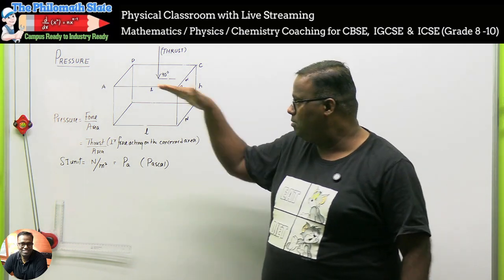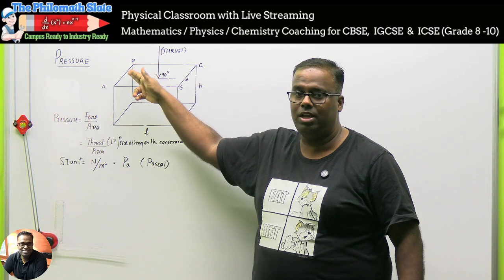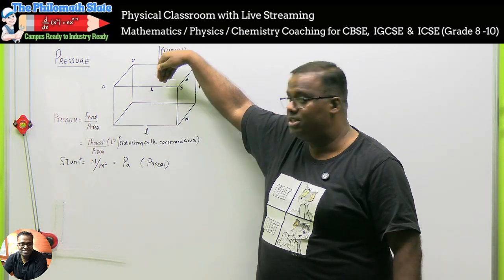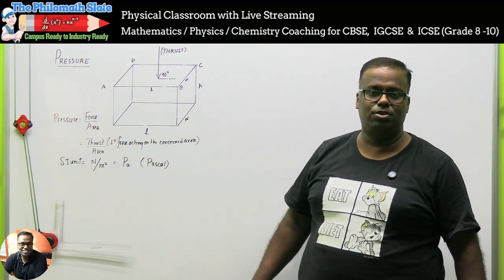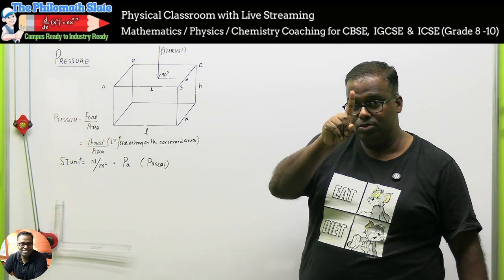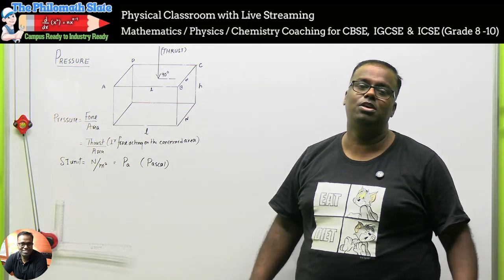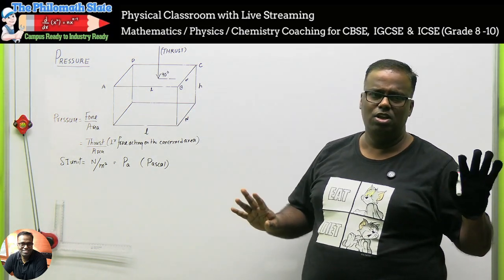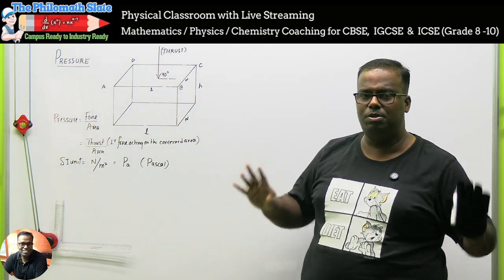If on any 1 meter square area, some force of 1 Newton comes and acts on it at 90 degrees, then the pressure is said to be 1 Pascal. Is it fine? 1 Pascal is 1 Newton per meter square.